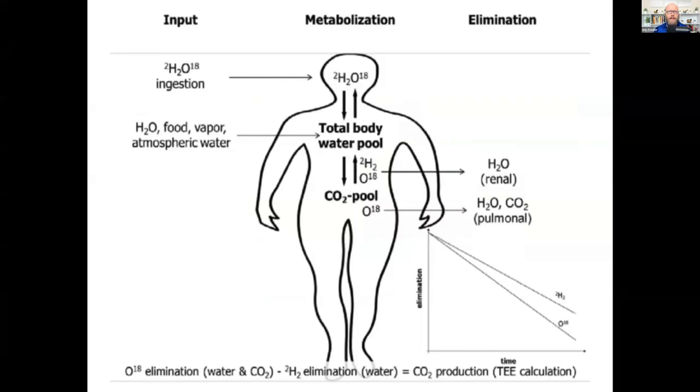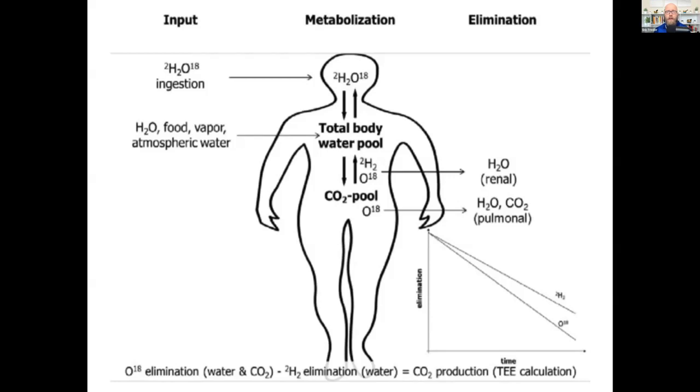What we're looking at is, when we look at the elimination of that heavy oxygen isotope, that's going to be eliminated through water and carbon dioxide. But when we look at the elimination of the heavy hydrogen isotope, that will only be eliminated through water losses. And so by looking at the elimination of these two different heavy isotopes, we can work our way back through calculations, look at carbon dioxide production, which ultimately allows us to estimate energy expenditure.